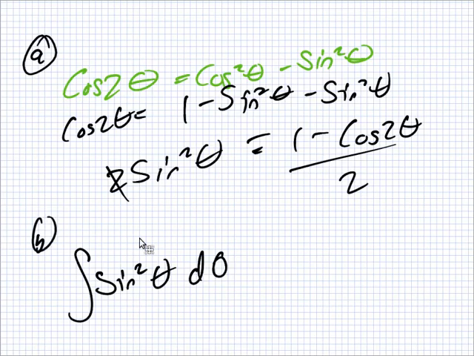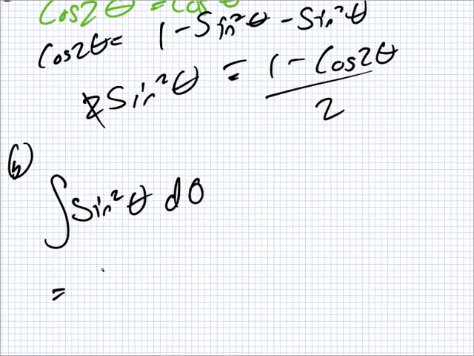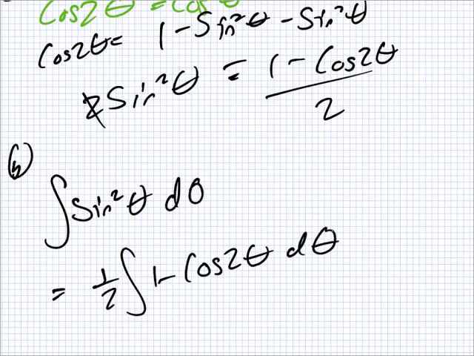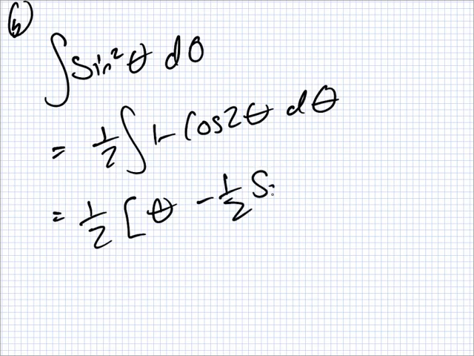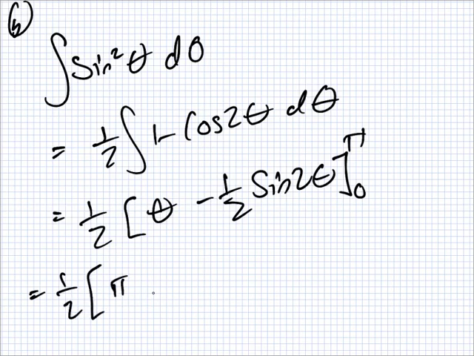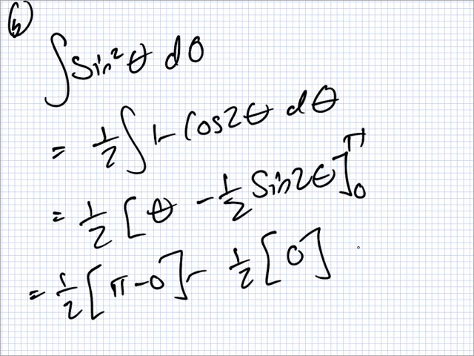Okay. Next part is they want you to integrate sine squared theta. Right, so obviously use the result that you just have. That's a half times 1 minus cos 2 theta d theta, which will be a half theta minus a half sine 2 theta. What are the limits? 0 and pi. Put pi in first, we'll get pi minus 0, and then we'll put 0 in second, we'll get 0. Is the answer pi over 2?